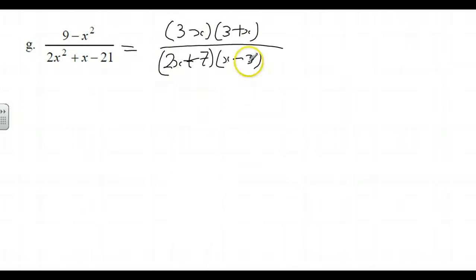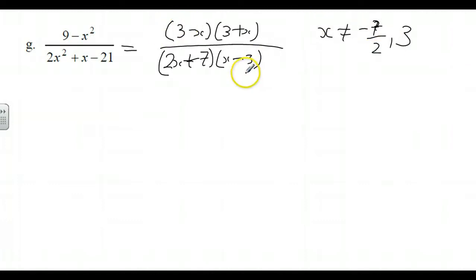2x squared. Minus 6x plus 7x is plus 1x minus 21. Okay, it's really sort of this, but with a negative thrown in for good measure. But first, we state non-permissible values. So it can't be 3, and it can't be -7/2.